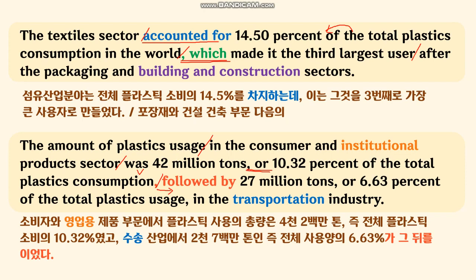Or 6.63% of the total plastics usage in the transportation industry. Followed by 되게 중요해요. Followed by는 무엇이 뒤를 잇다라고 해석해주면 돼요. 그러니까 followed by 뒤에 나오는 게 그냥 뒤를 이었다는 뜻인 거예요. 역시 뒷덩어리부터 갈까요? In the transportation industry, transportation 수송이에요. 운송 사업에서 그러니까 2,700만 톤인 즉 전체 플라스틱 소비 6.63%가 뒤를 이었다. 이렇게요.